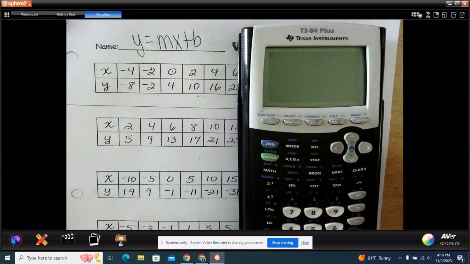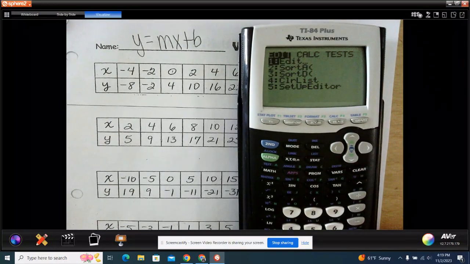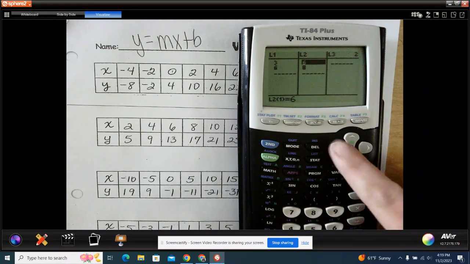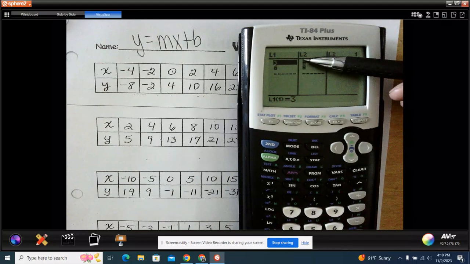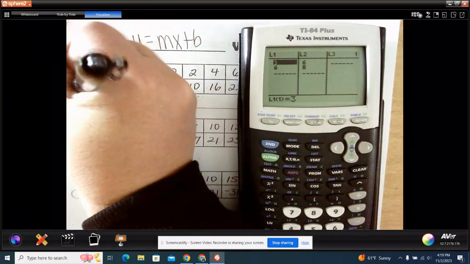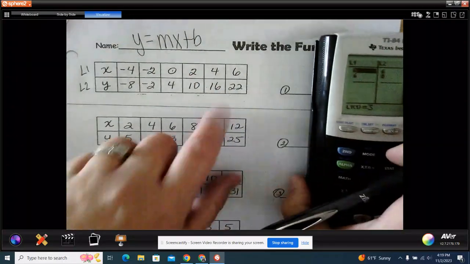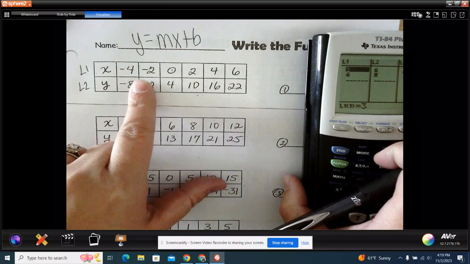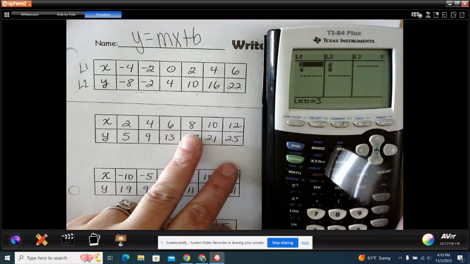The first thing we're going to hit on our calculator is stat, and then we're going to hit enter. And so in our table, we're going to input our x and y values. Our x values are going to go in L1. Our y values are going to go in L2. We do not have to enter in all the x and y values. We just need to enter in 2. It doesn't matter what 2 you pick. You can pick any 2.